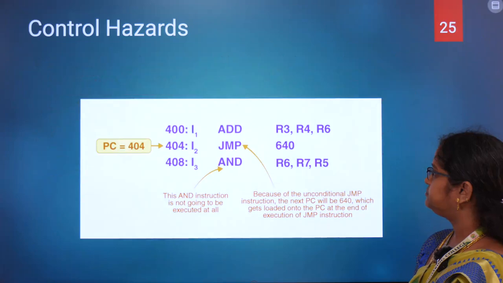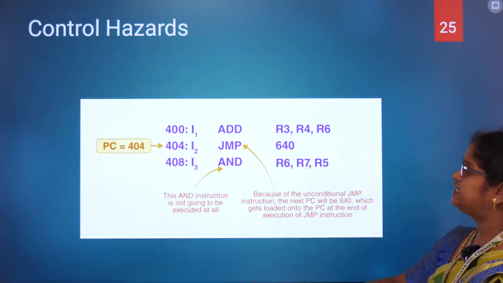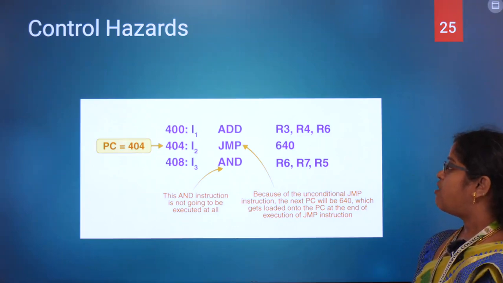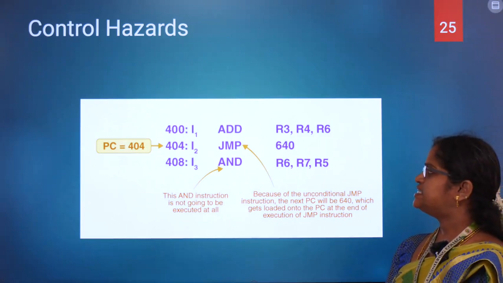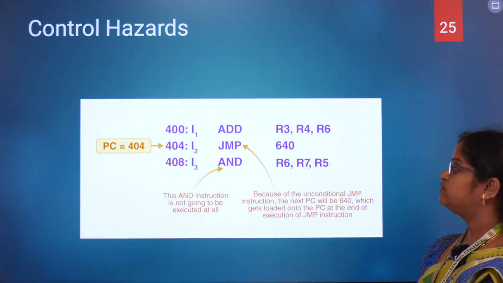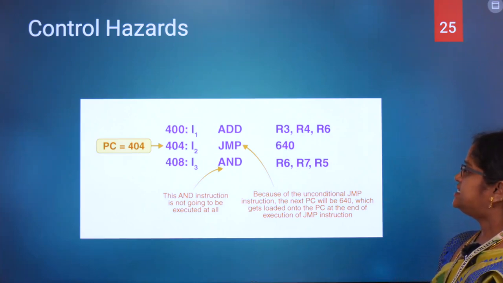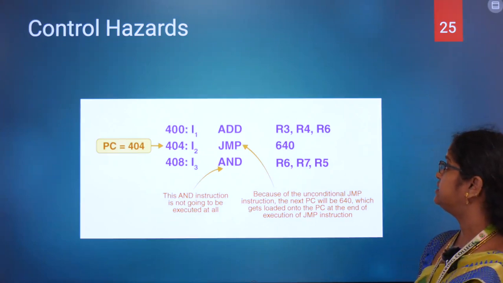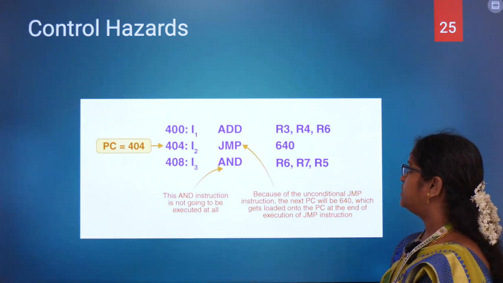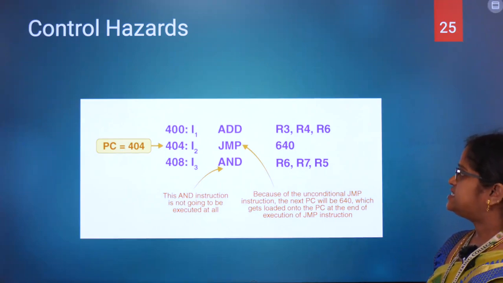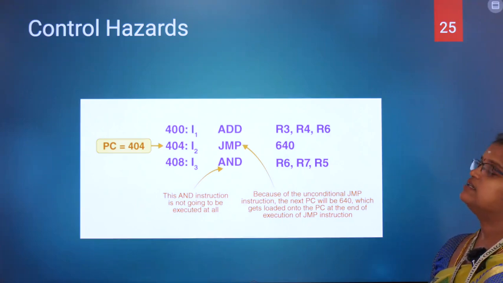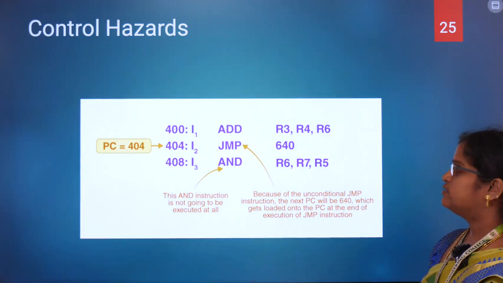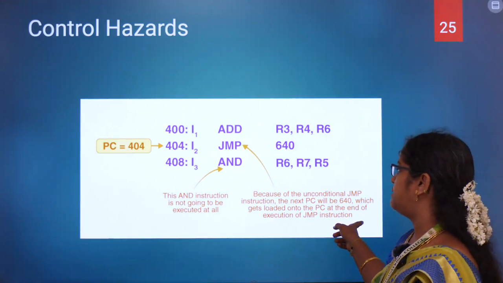For example, see in this code, three instructions are there, I1, I2, I3. So add, jump, and automatically for the second instruction the PC is 404. The program counter points to 404. So it reads the jump. Jump means automatically the controller goes to the jump instruction, which is specified at 640. At the same time, the second instruction, that is 408, and the third instruction are waiting until the completion of the previous one. So at that time the control hazard has to happen.